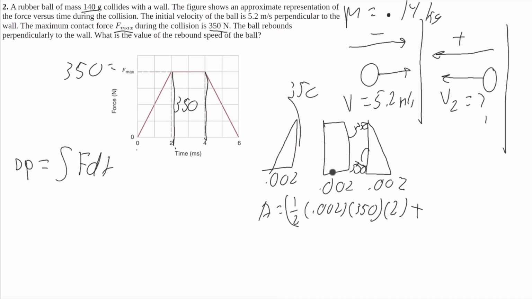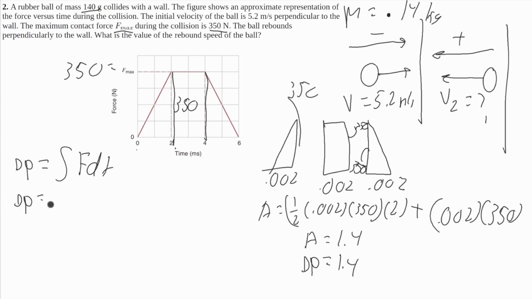Then we'll add it to the area of the rectangle, which is just base times height. The base is 0.002, and the height is 350. So the area of this is 1.4. And as we just said, the area under this curve is the change of momentum. So we write delta P is equal to 1.4. Now, delta P is also equal to the final momentum minus the initial momentum, where momentum is equal to mass times velocity.